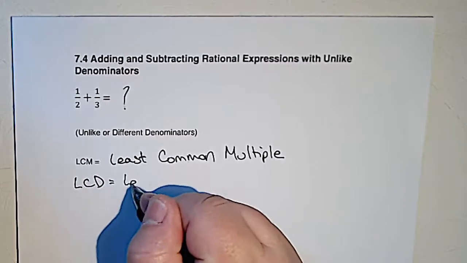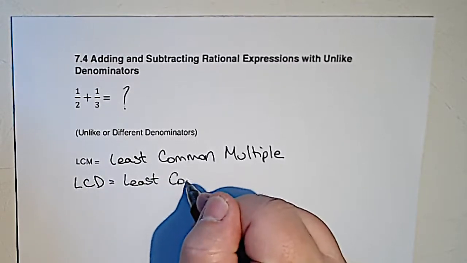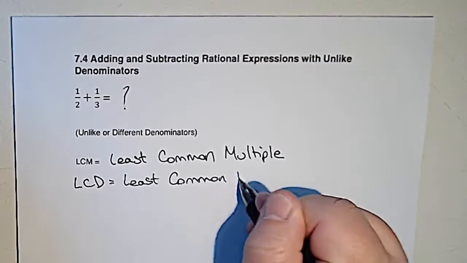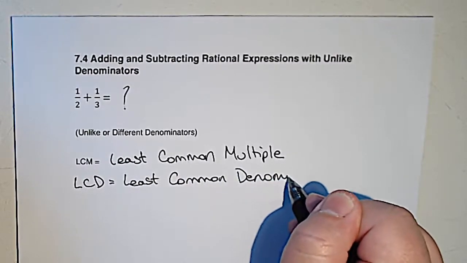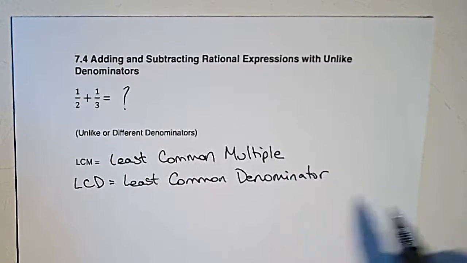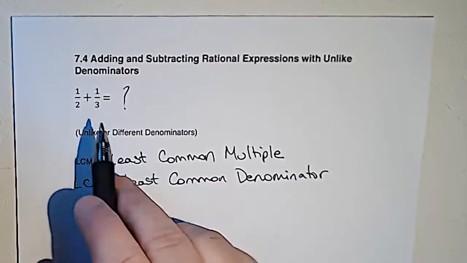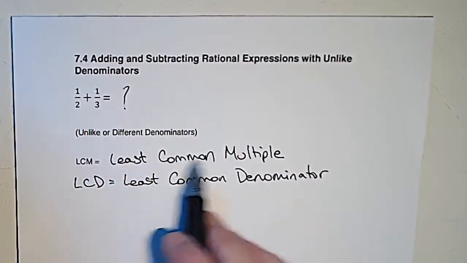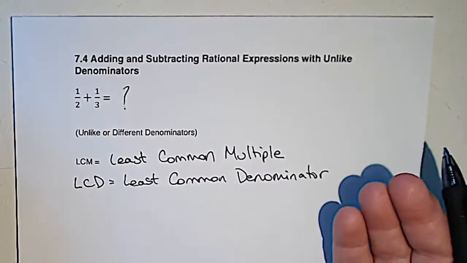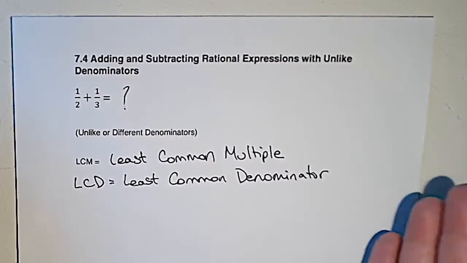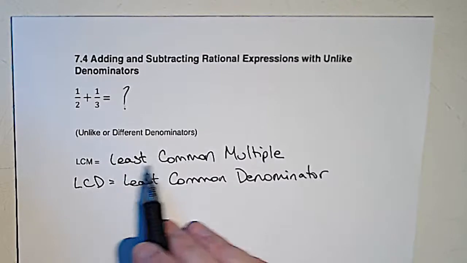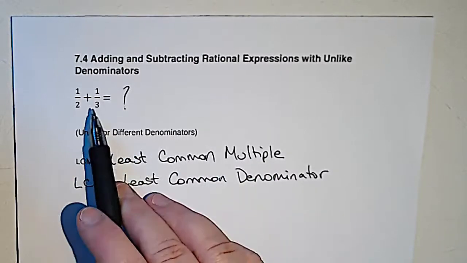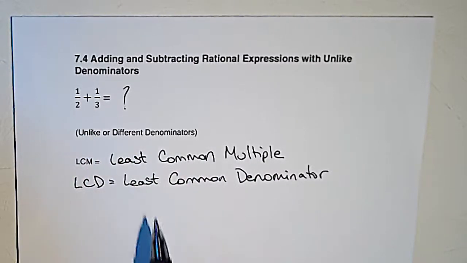LCD is the least common denominator. Now, an LCD specifically refers to fractions. An LCM can refer to fractions or other things. I don't have a preference. Some people do. As far as I'm concerned, when you're talking about fractions, you can use LCM and LCD interchangeably for what we're going to do.